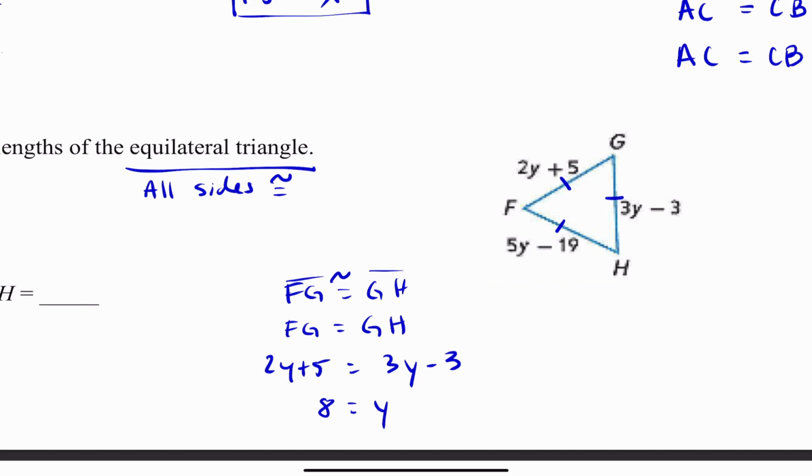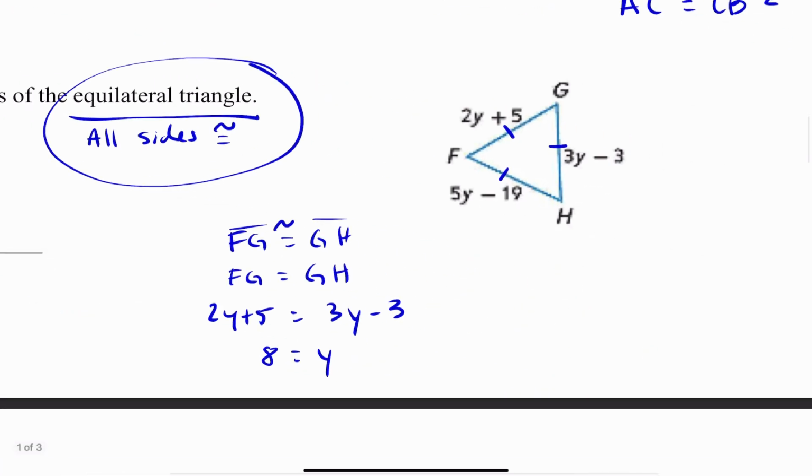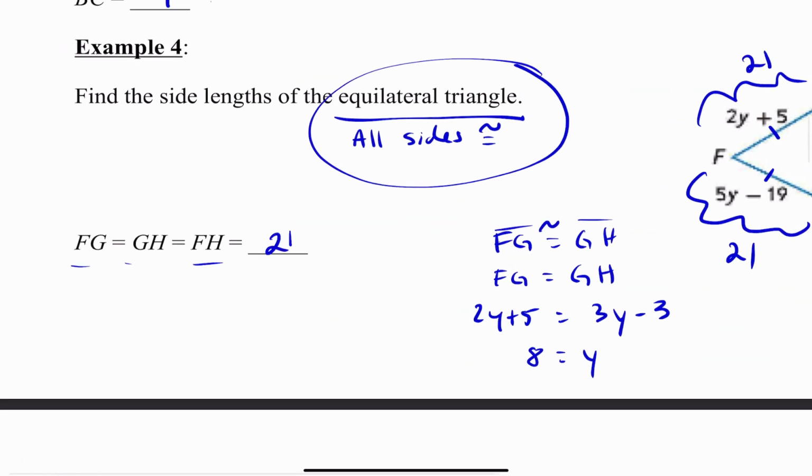Now, it's asking for the measure of these things. And notice that this is an equilateral triangle, meaning that all sides are congruent, or all sides are equal, right? So I can just pick one. The one that I'm going to pick is this side over here. So 3 times 8 minus 3, 24 minus 3, 21. So this side here is 21. That's how long that side is. So this side here is also 21, and this side here is also 21 because it's an equilateral triangle. That's my answer.